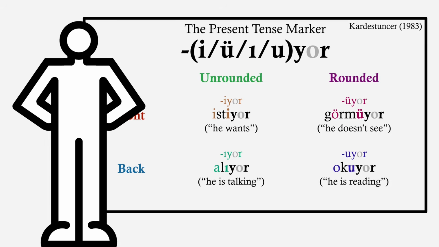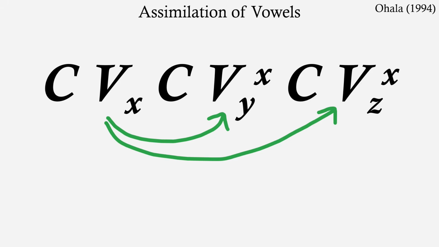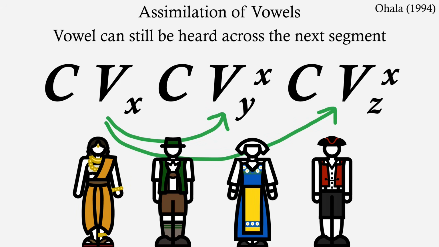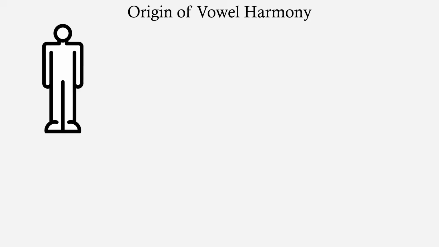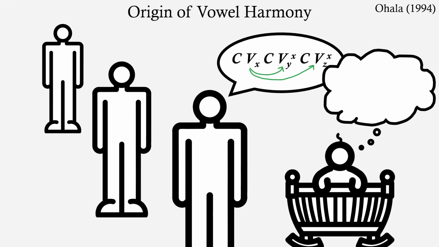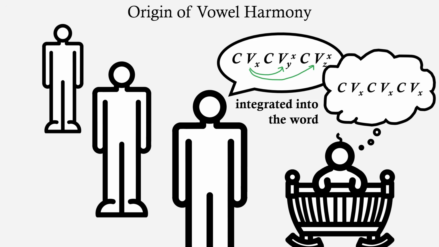Alright, let's take a step back here. Assimilation of vowels, even across consonants, probably occurs in most languages to some extent, because of the lingering effects of the pronunciation of one vowel carrying over for longer than we think. Perhaps over generations, in some languages, this carryover effect from the previous vowel is reinterpreted as an intentional part of the next vowel segment, and thus it is integrated into the word itself.